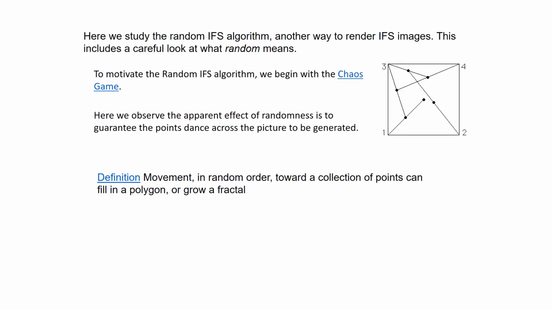Now I would like to stop today here. In the next class, I plan to discuss the random IFS algorithm, which is another way to render IFS images, like we already discussed the deterministic IFS algorithm. Before that we will be discussing some standard things: what randomness means, what a chaos game is, and all that.